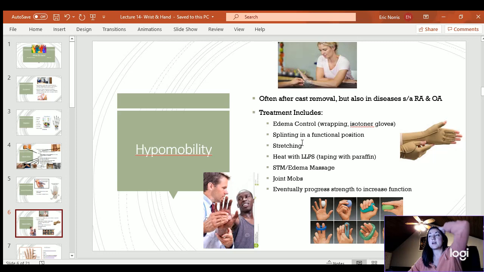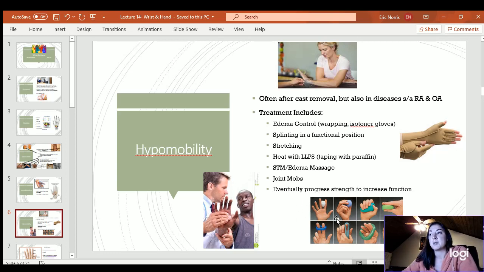Soft tissue massage or edema massage, again, you really need to get the swelling out of the area in order to progress their movement and their function. Joint mobilizations, we'll go over some joint mobilizations for the hand a little later, and then eventually progress strength and increase function.